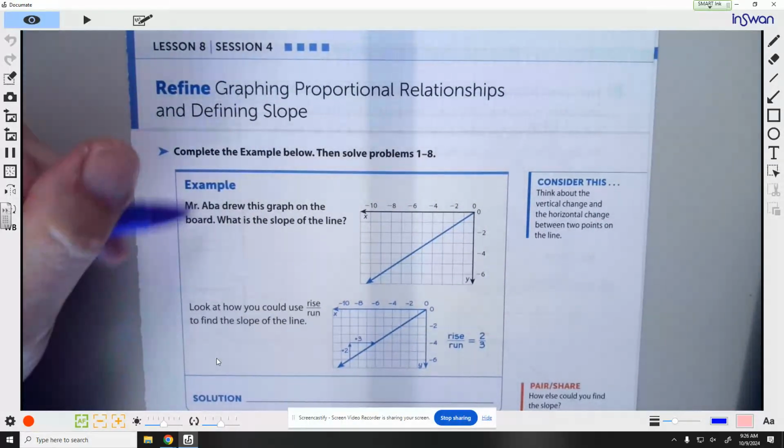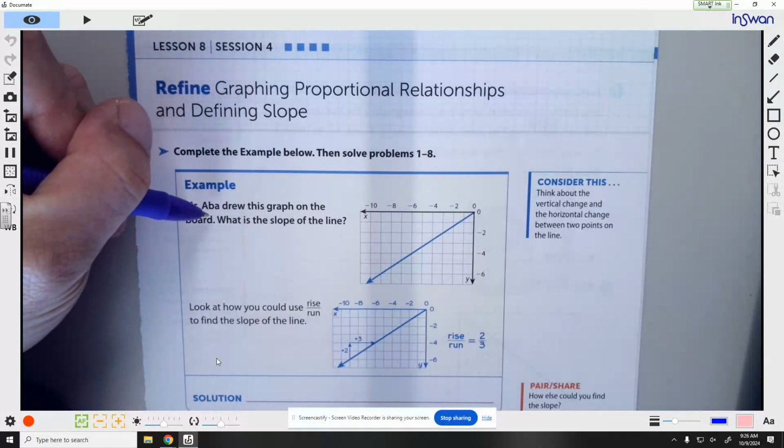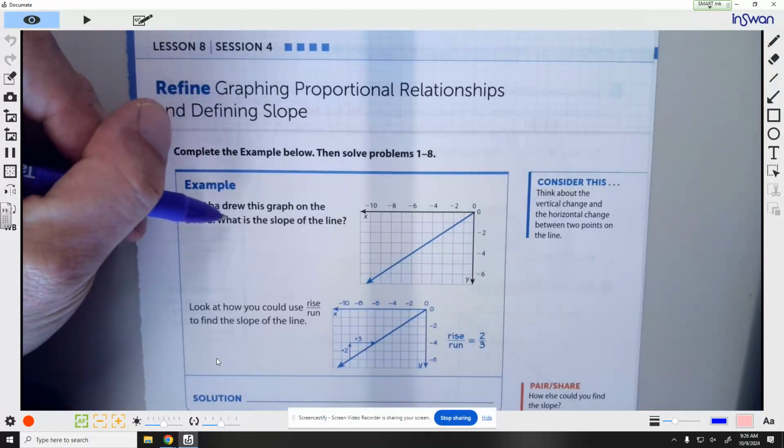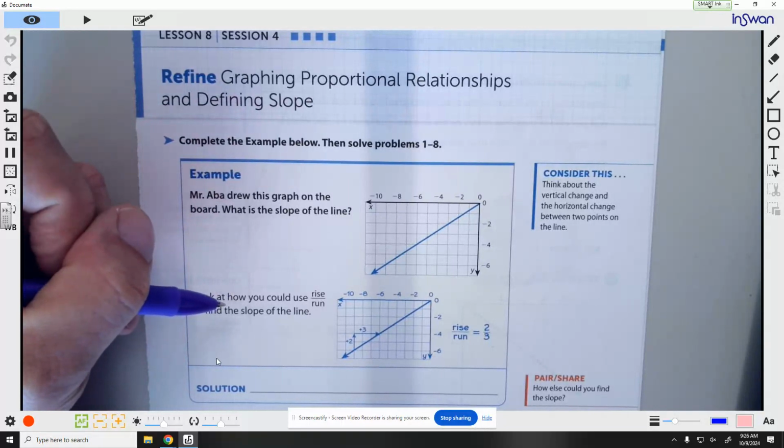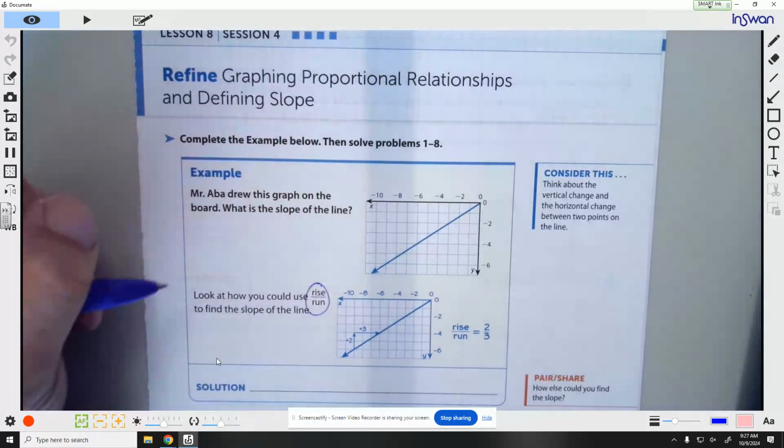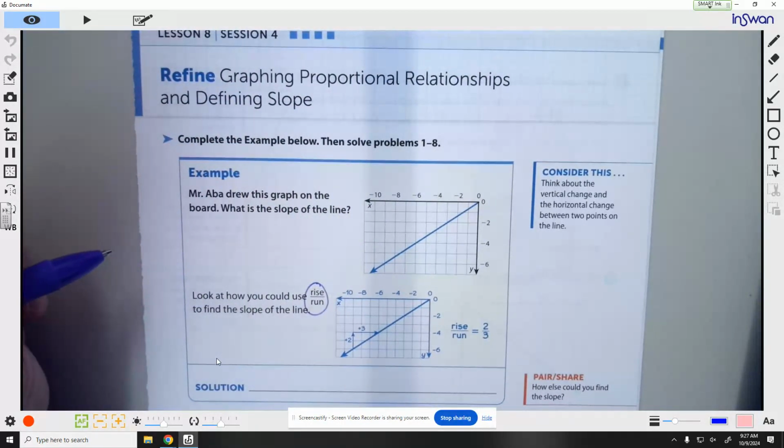So it says, example, Mr. Aba drew this graph on the board. What is the slope of the line? Okay, look how you could find the slope using rise over run. So that's a concept we've been using now.